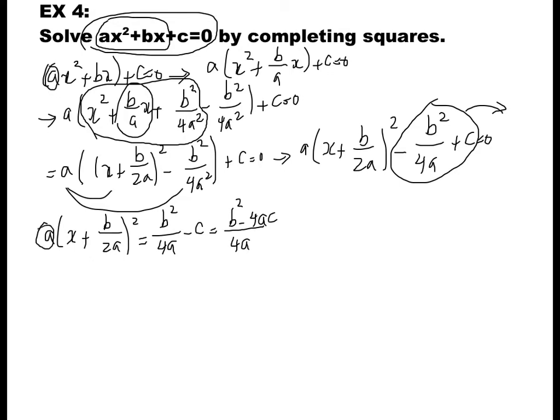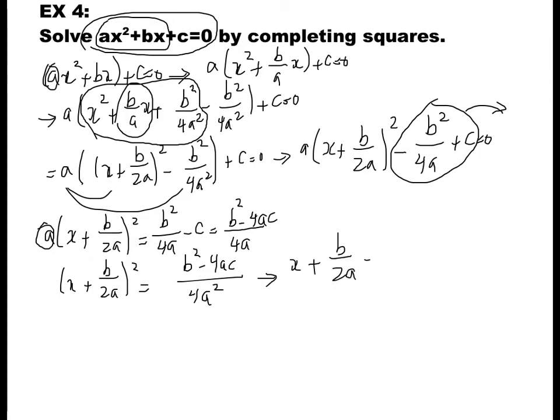Now I divide by a here, I get (x plus b over 2a) squared is equal to b squared minus 4ac over, when I divide by a both sides, I get 4a squared here. Take the square root of both sides, I get x plus b over 2a is equal to plus or minus square root of b squared minus 4ac over square root of 4a squared, which is going to give me 2a. Now when I move this one to the right, it becomes negative.